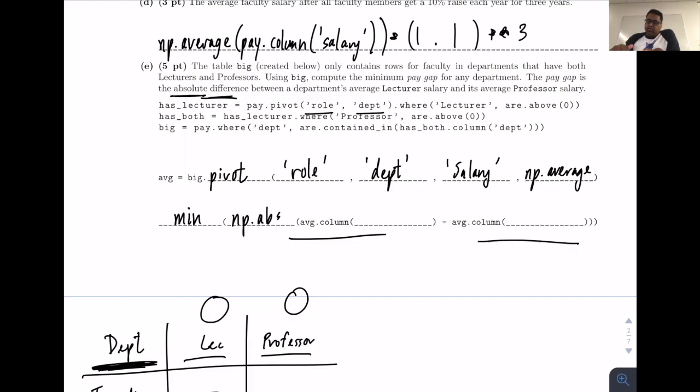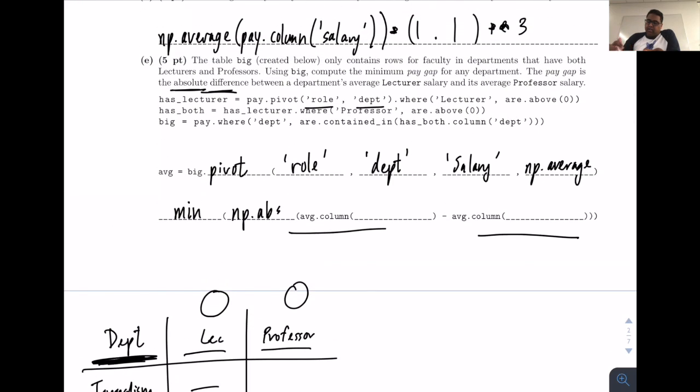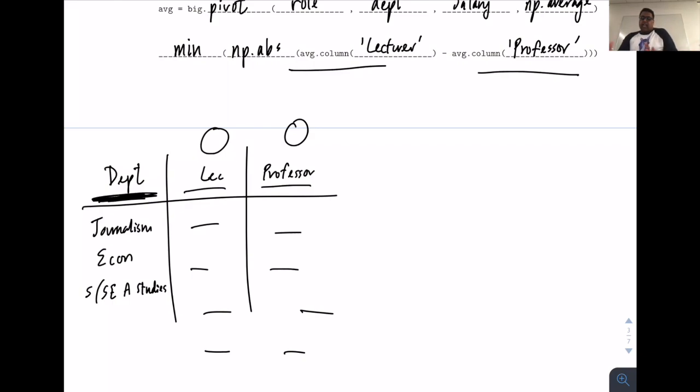And then we just need to take the two columns, lecturer and professor, right? So here we'll take lecturer, here we'll take professor. It doesn't really matter in what order we take them because we're going to take the absolute value. So what this is going to do is take the average value for the column of lecturers, average value of the column of professors.